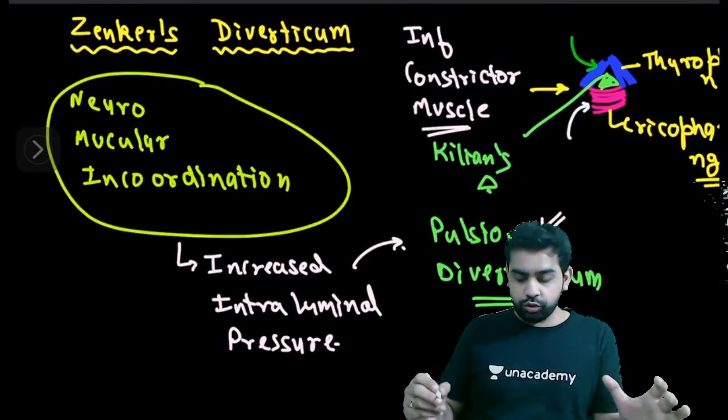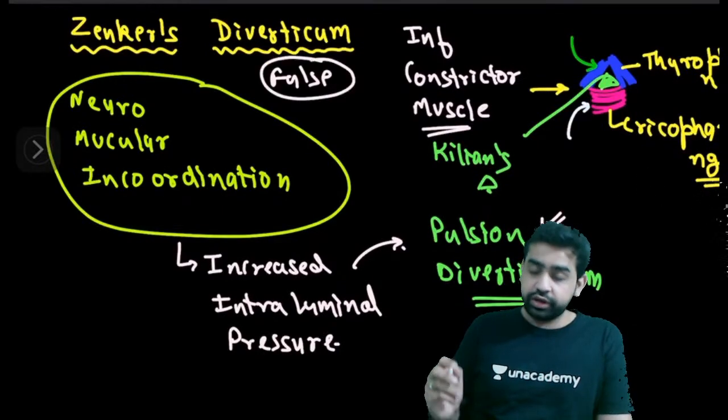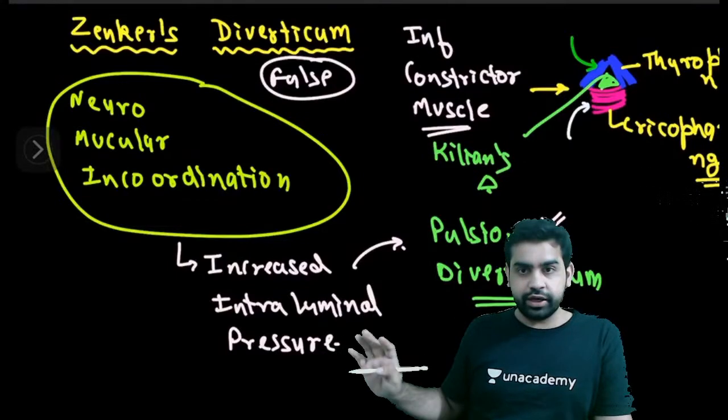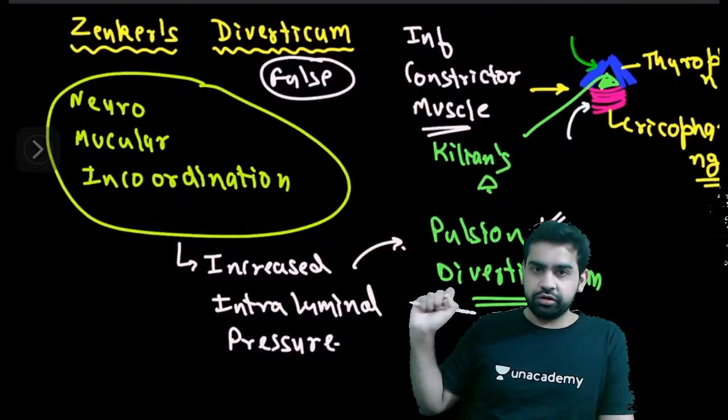So as you can see now, the Zenker's diverticulum is a false diverticulum. Why? Because it consists only of the mucosa. It doesn't contain all the layers of the intestine. I hope you get this particular point. So this is the pathogenesis which we just saw for your Zenker's diverticulum.